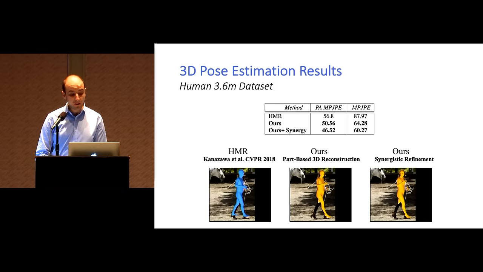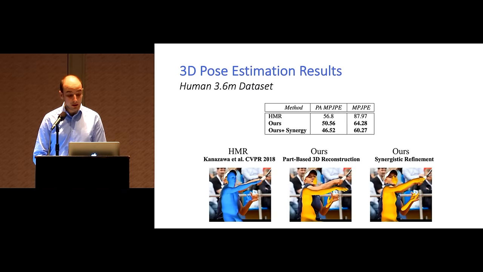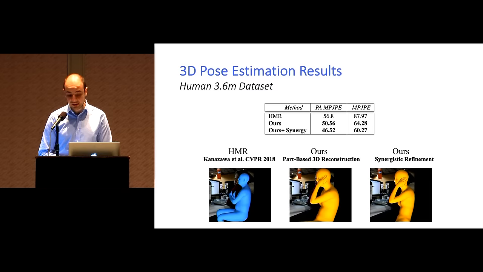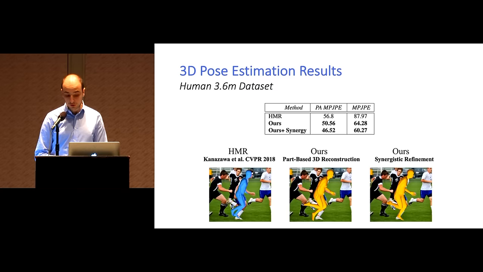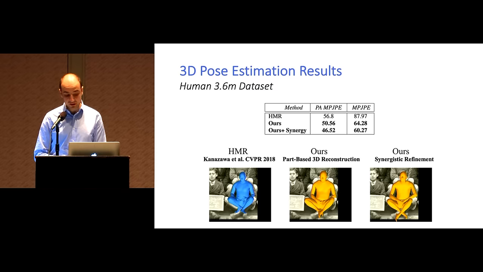We observe a similar pattern in 3D pose estimation on the Human3.6M dataset. Part-based 3D reconstruction is significantly better than monolithic reconstruction, while synergistic refinement further improves the accuracy. In the bottom, we show qualitative results. We observe that HMR often misses intricate articulations of legs or hands. By contrast, our part-based reconstruction is often much better aligned and robust to occlusions, while the refinement process further improves the alignment results.